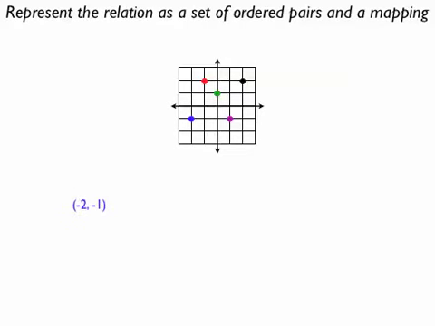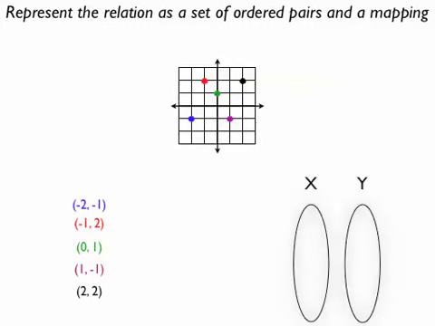So blue, -2, -1, red, -1, +2, green, 0, 1, purple, 1, -1, and black, 2, 2. The mapping, I think mapping is easier to do once you see the ordered pairs. I'm going to write all those x values, -2, -1, 0, 1, 2. I'm going to write all my y values. I'm not going to repeat the -1s.